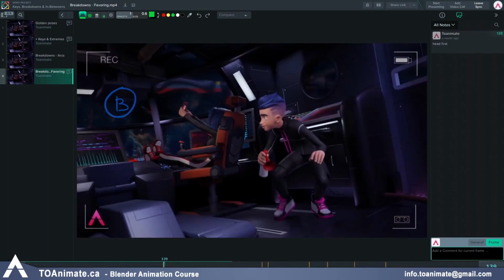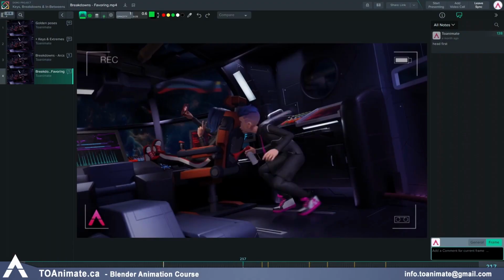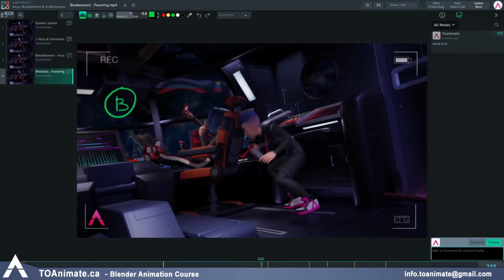But right now we're just focusing on our easing and our favoring. And so here on frame 236, we're showcasing that the body is leading the action, the back becomes more hunched as the head and chest drag behind. The arms are dragging behind a bit here as well. And so we had our golden and key poses get us to this point.